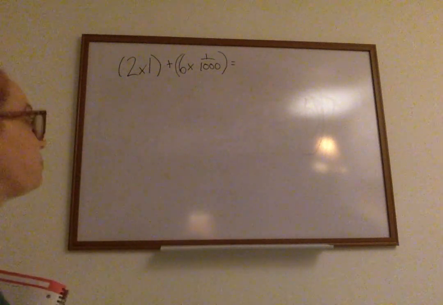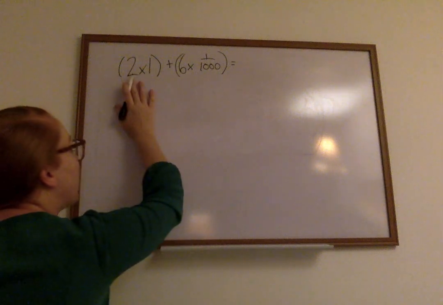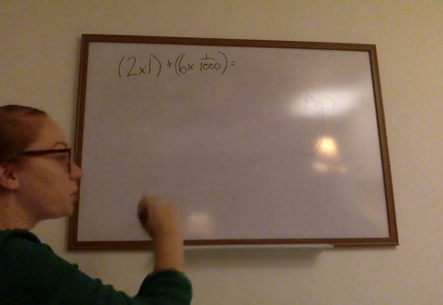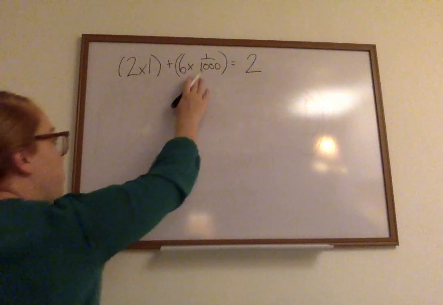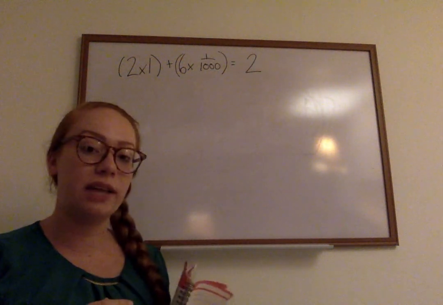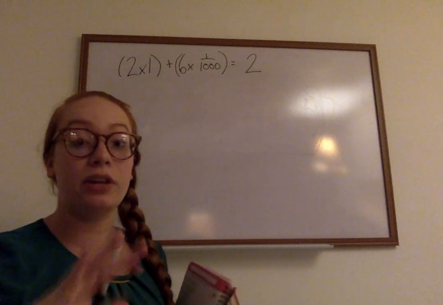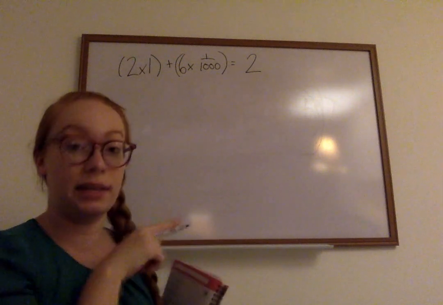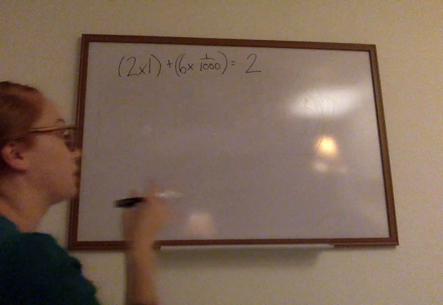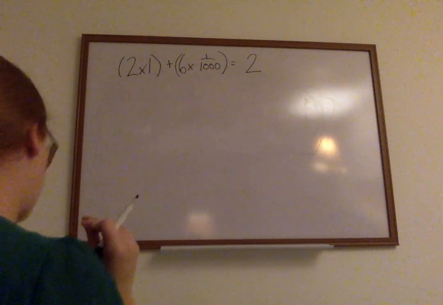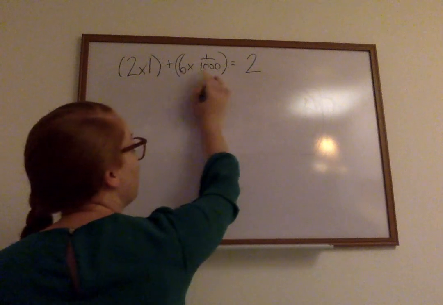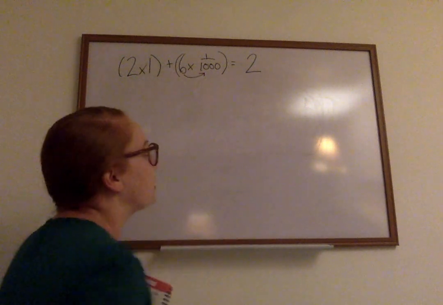First thing you're going to do, look at the front. 2 times 1. 2 times 1 is 2. We're going to write our 2. As soon as you see parentheses with a fraction inside of it, that should be your key to know this means this is a decimal. Right now, I know it's going to be a decimal. So I know that my 6 is going to be in my thousandths place. My 6 will be in my thousandths place.